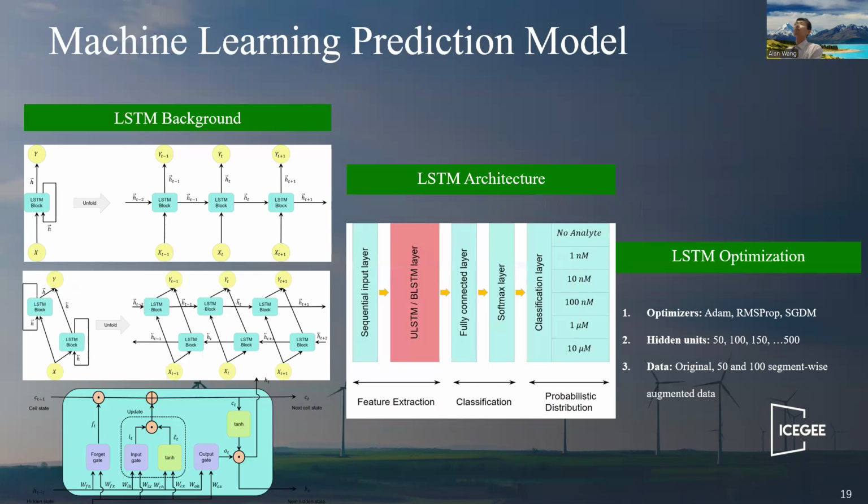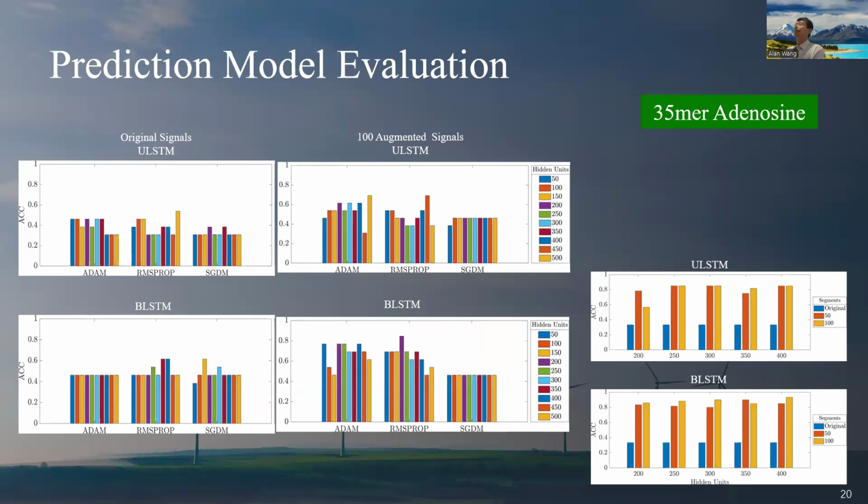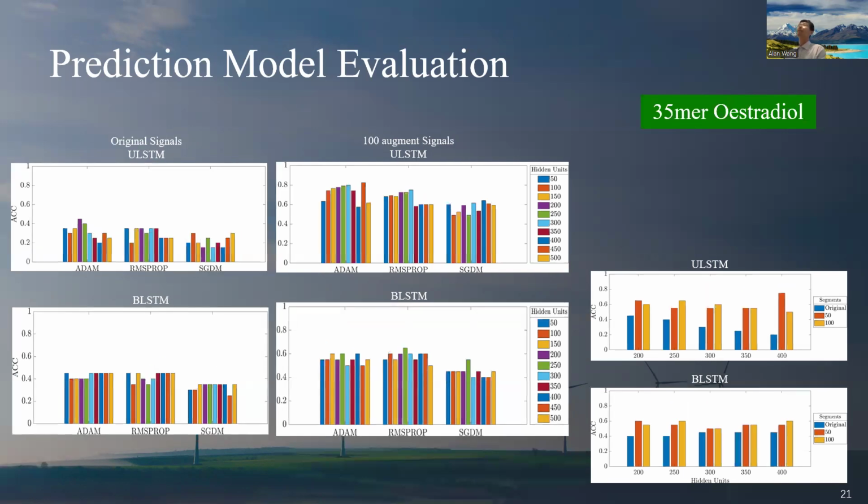Then for the machine learning prediction models, we utilize the LSTM. This is the background, then this is the LSTM architecture, and also we utilize different variable settings, for example, the optimizer, the hidden units, and also the different data sets. This is our prediction model and also the evaluation. On the left side are the original signals utilizing the ULSTM and then the bidirectional LSTM. And also after data augmentation, this is the experimental result and also the comparison.